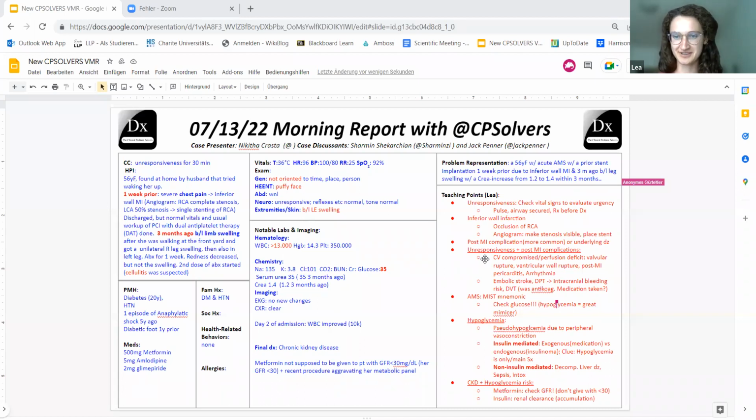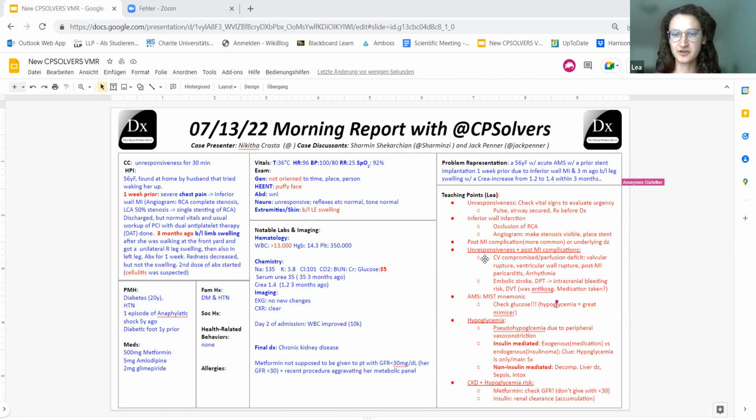Then, of course, we mentioned the known mnemonic that is helpful when we speak of altered mental status. And Charmaine reminded us how important it is to check the glucose, because it's a great mimicker, so it can have all sorts of presentations, and it's something that can be easily treated as well.